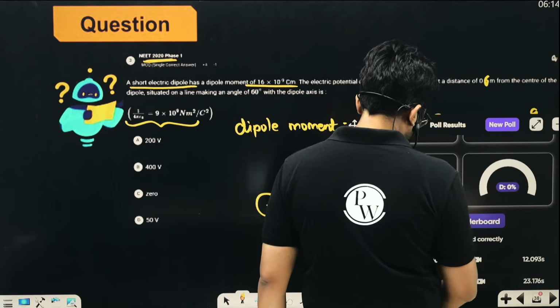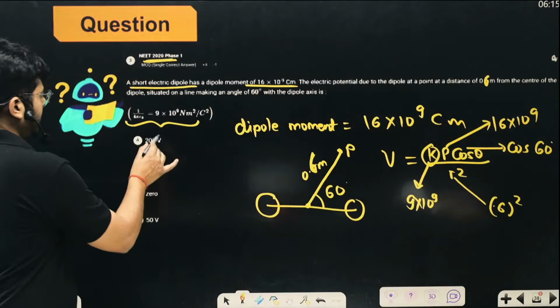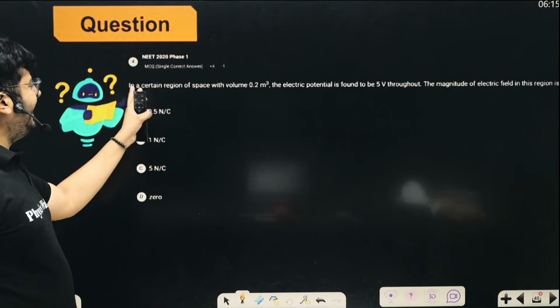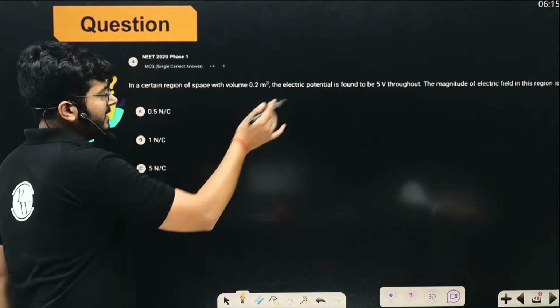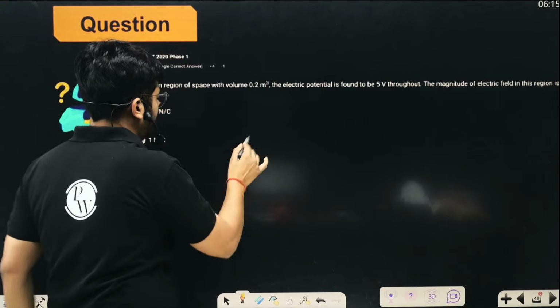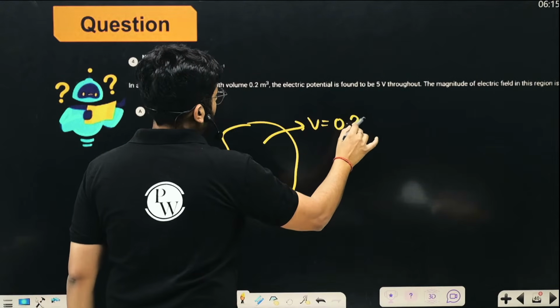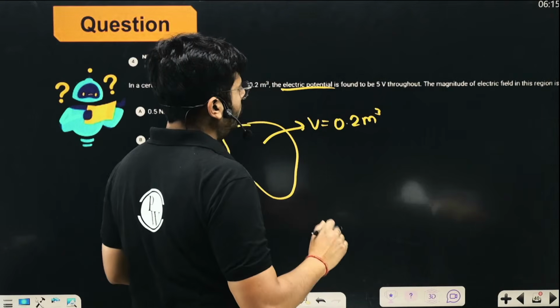All right. Yes. So every kid that is giving the option A is actually correct, right? So let's move on and talk about the next one. The question is saying in a certain region of space with volume 0.2 meter cube. So there is a region of space, and that space has a volume of 0.2 meter cube. The electric potential is found to be 5 volt throughout.